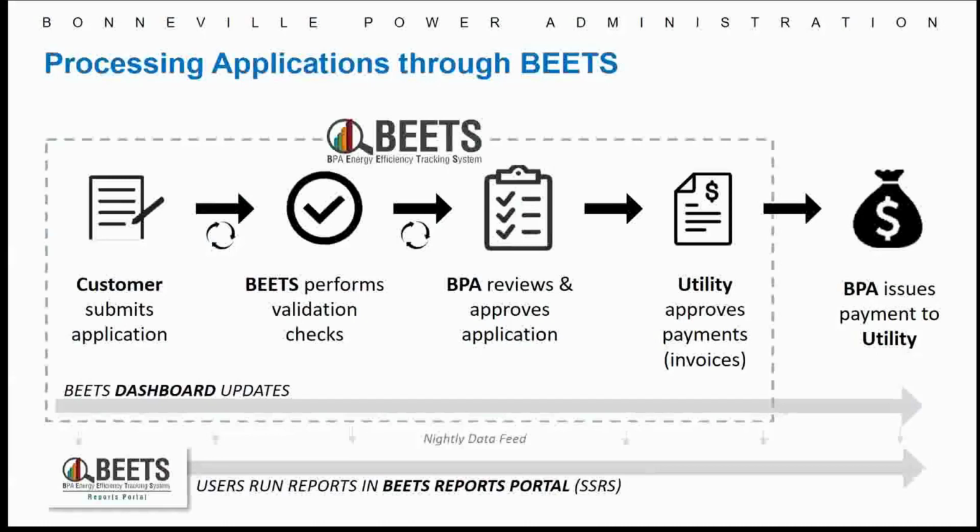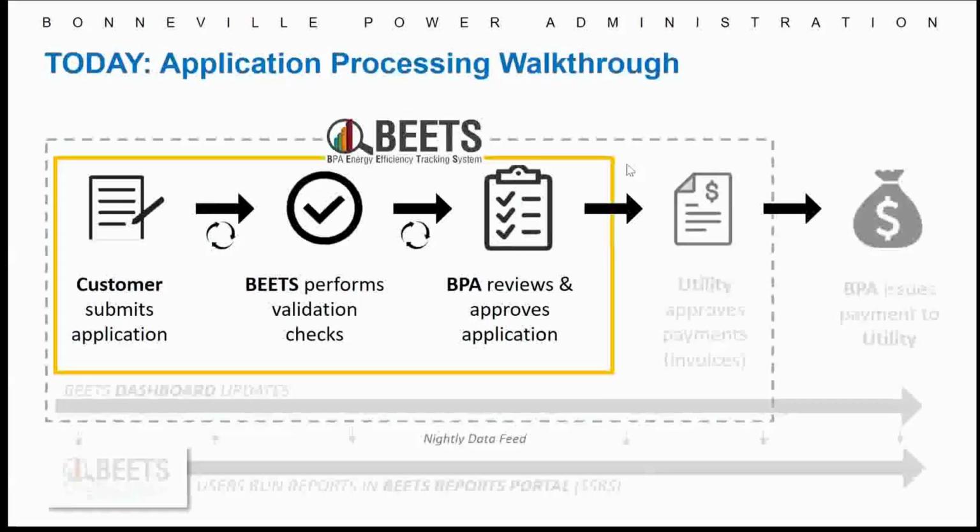The BEETS report portal gets a copy of that data at night and allows you to run these reports and get a bunch of information out of the system for your use. Okay, so I guess I kind of jumped ahead. Today we're covering again these three portions of the process, and we'll cover invoicing and reporting at a later date.